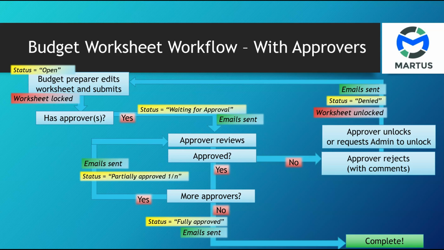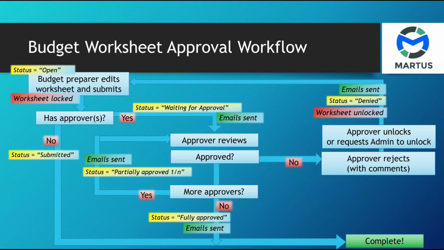If there's more than one approver, they can review and approve or reject. After all approvers have given the thumbs up, the status is changed to Fully Approved and the budget process is complete for that worksheet. This diagram illustrates the complete possible budget worksheet approval flow, if there are approvers or if there are not approvers on the worksheet.